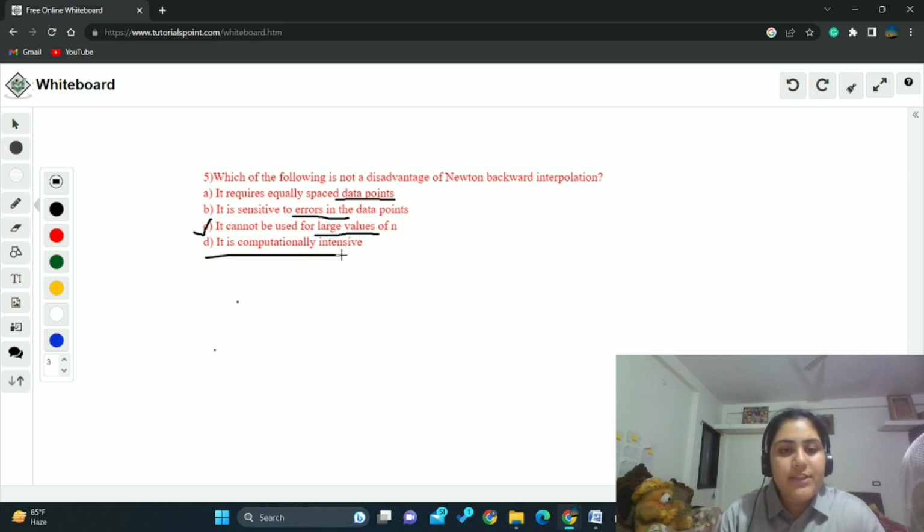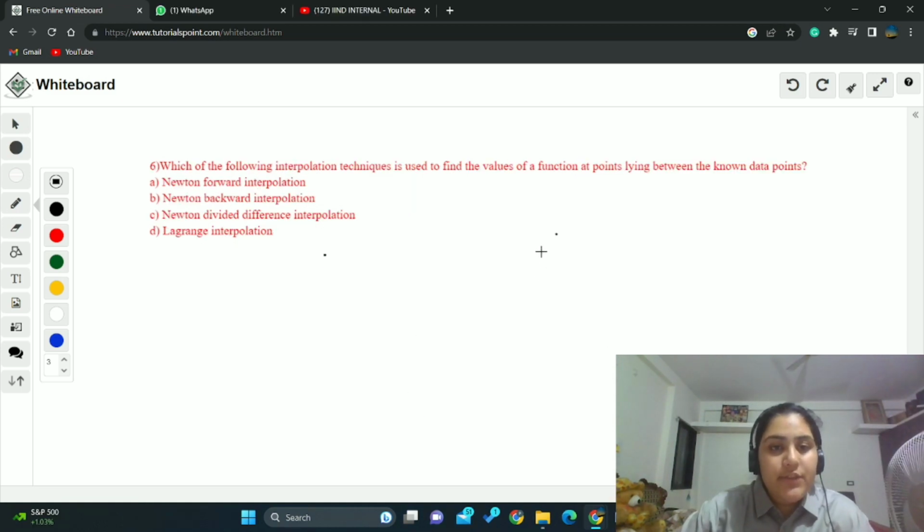It is computationally intensive. Of course, the backward difference table is used, therefore it is computationally intensive. It is quite difficult to create the backward difference table. So therefore this is also a disadvantage of the backward interpolation method.